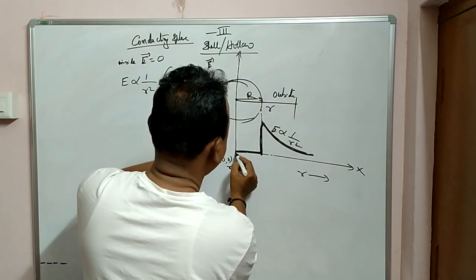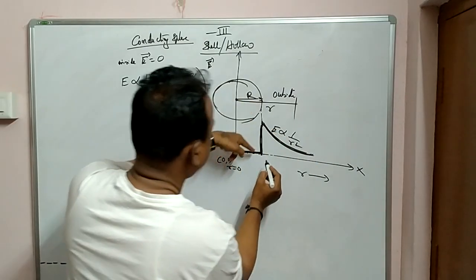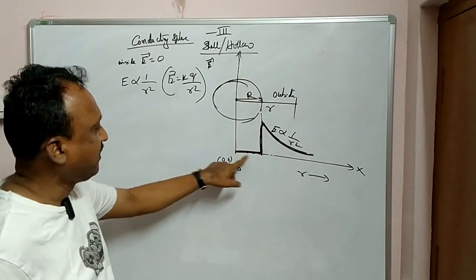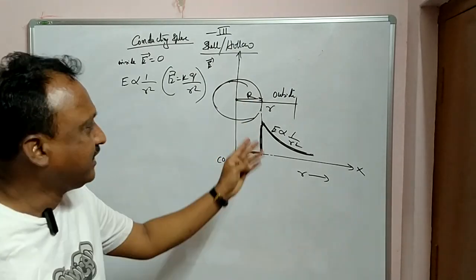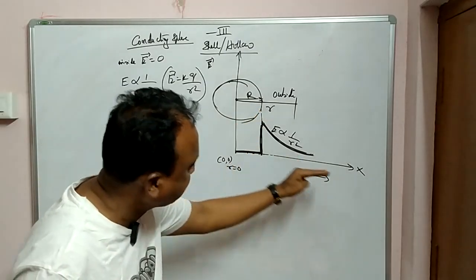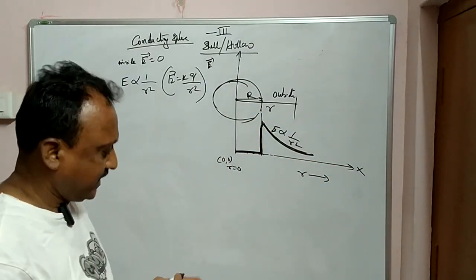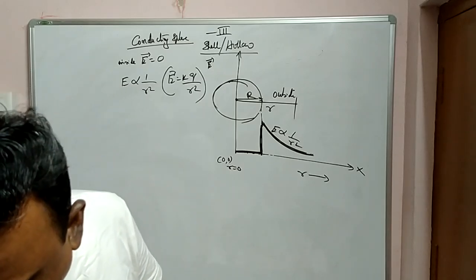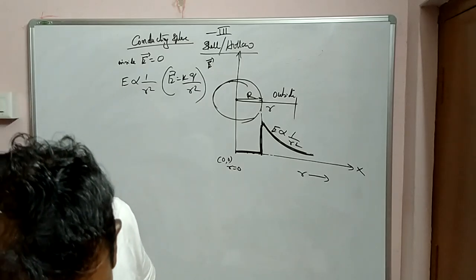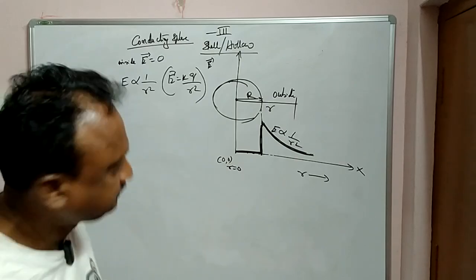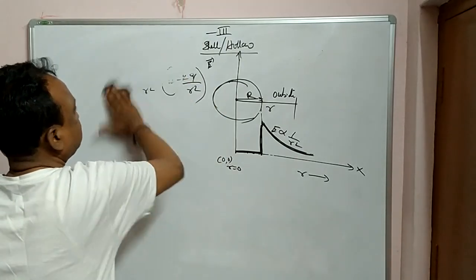Starting, you can see 0, almost maintained up to the radius, the surface. At the surface, almost the 0 value is maintained, and it slightly rises and again decreases. Okay? Clear? So this is the graph for intensity versus radius of a hollow or shell sphere. Please make a note: inside, the electric field is 0.